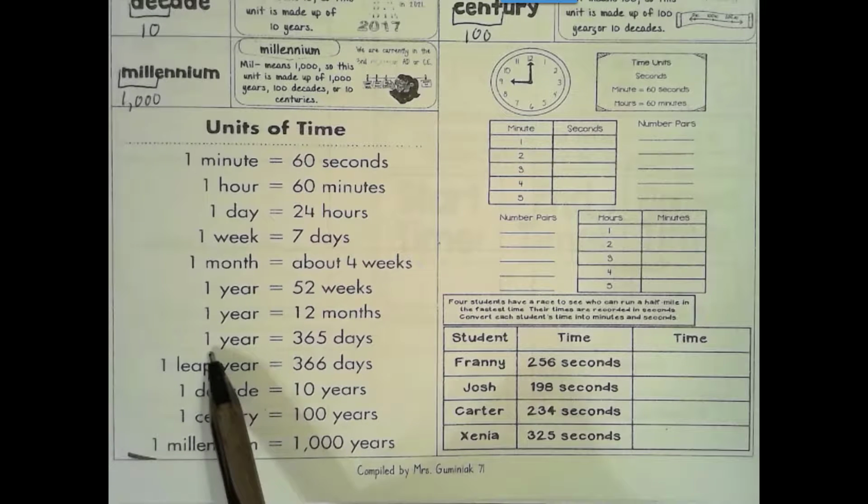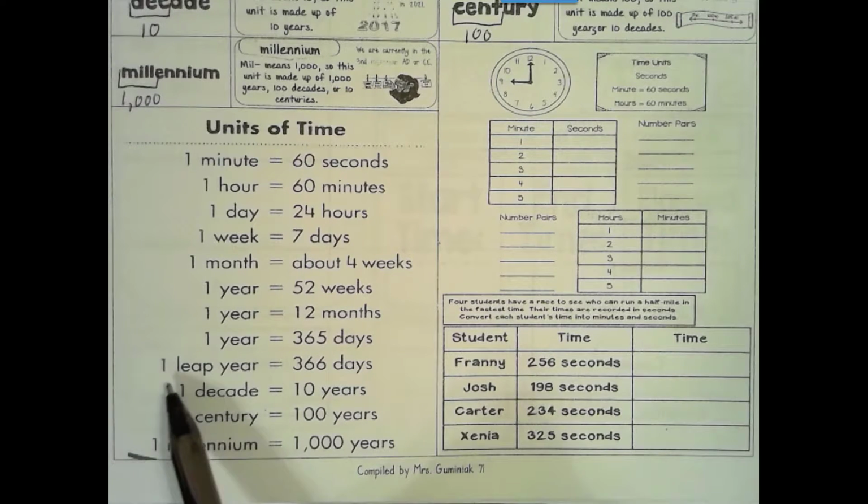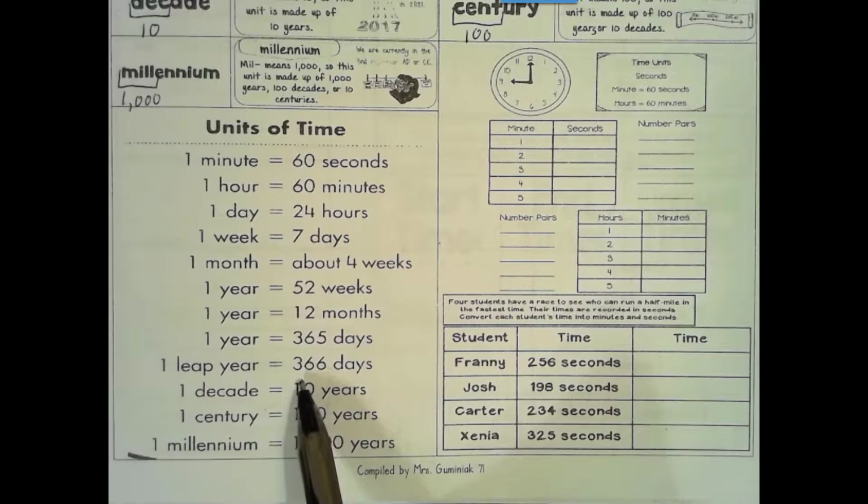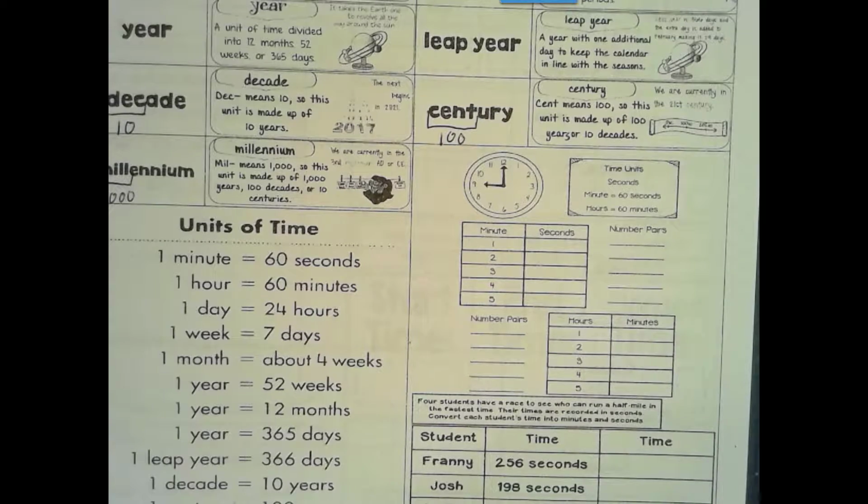1 year is 12 months. 1 year is 365 days. 1 leap year is 366 days. 1 decade is 10 years. 1 century is 100 years. 1 millennium, 1,000 years.